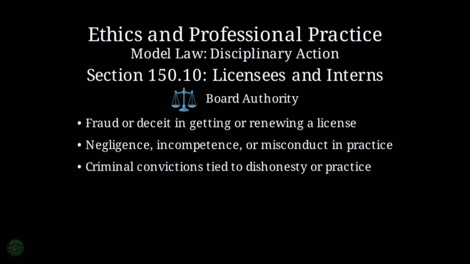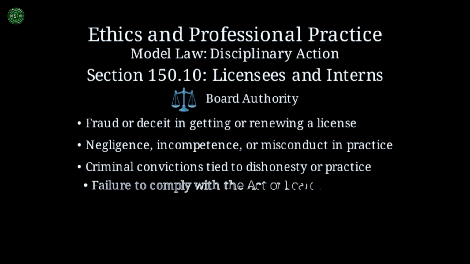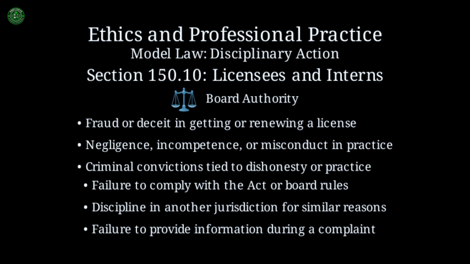First, dishonesty and fraud. Second, incompetence or misconduct. Third, criminal convictions related to honesty or engineering practice. Next, failing to comply with laws or board rules and discipline by another jurisdiction. The board can also act if the licensee refuses to provide information during a complaint investigation.